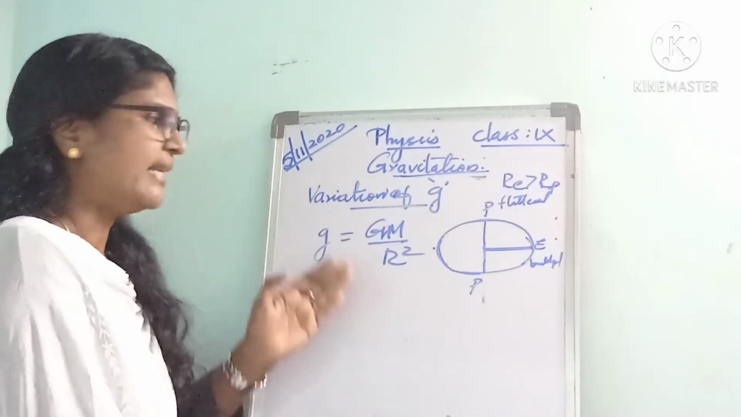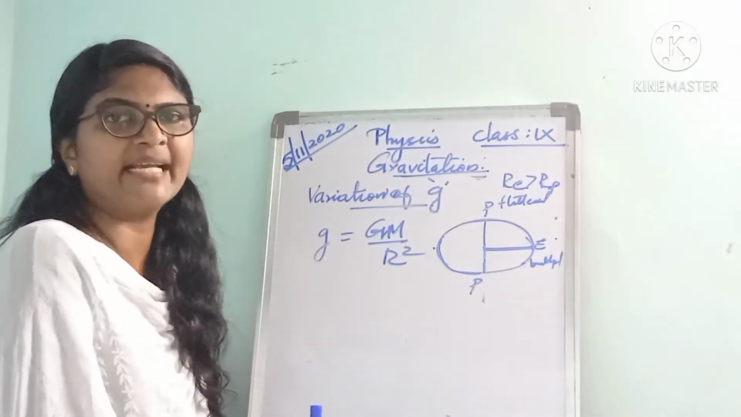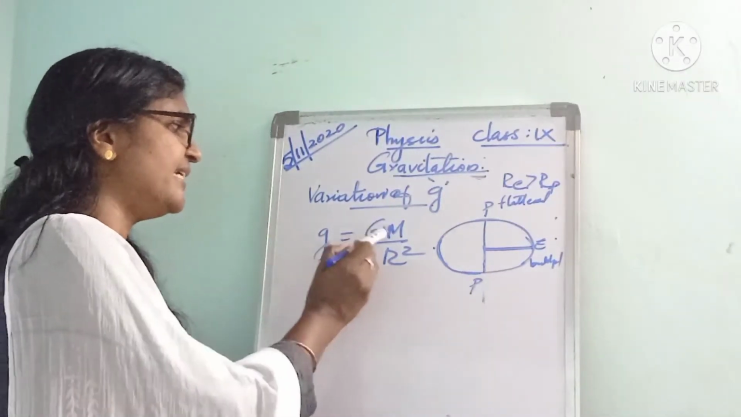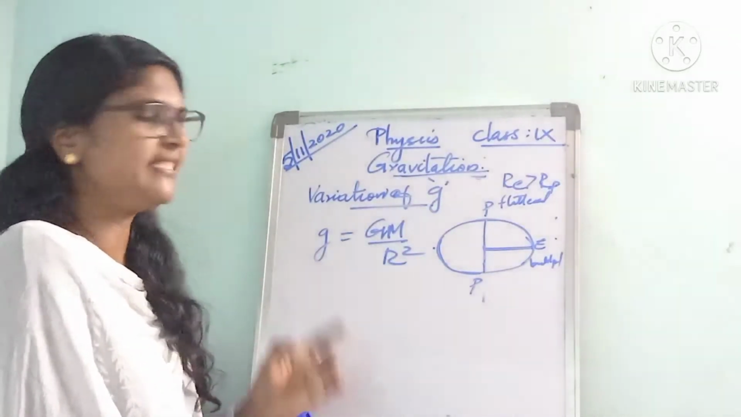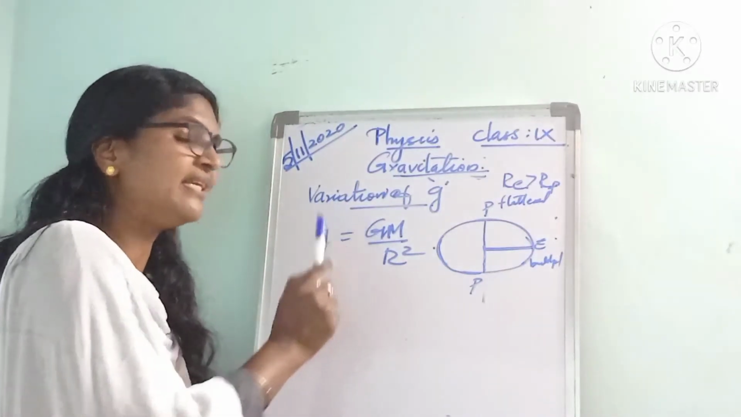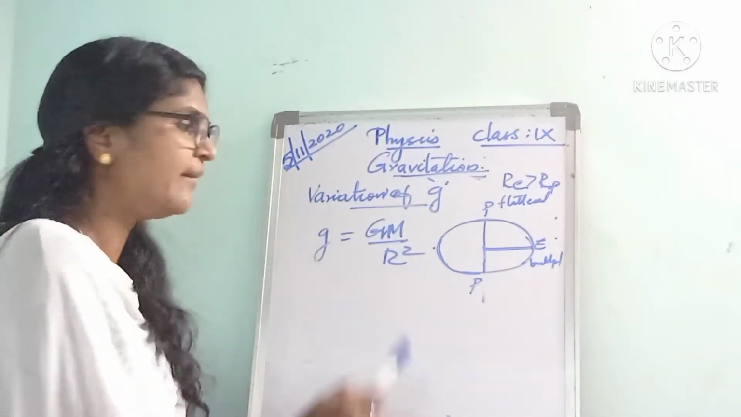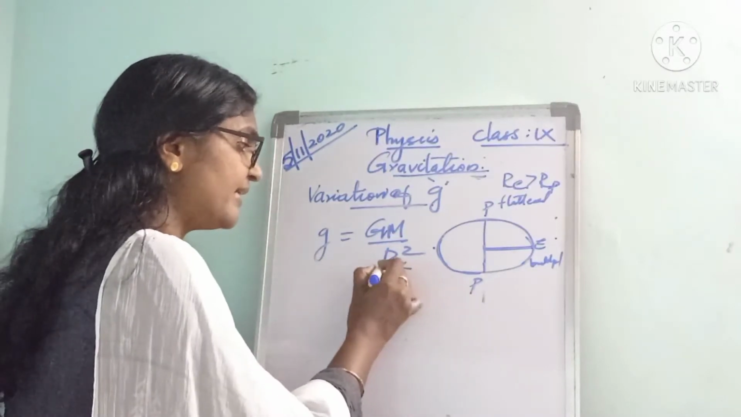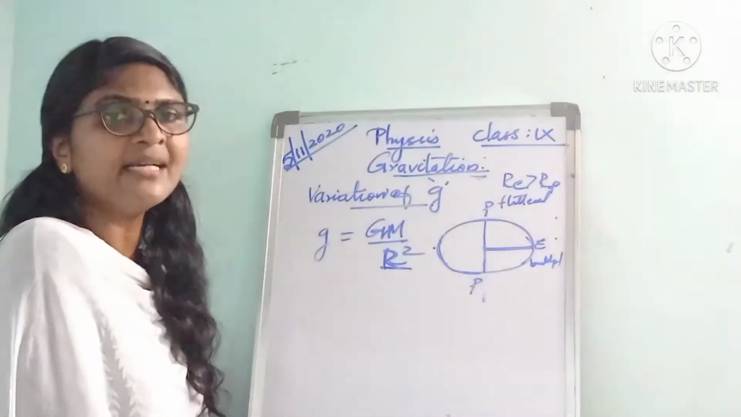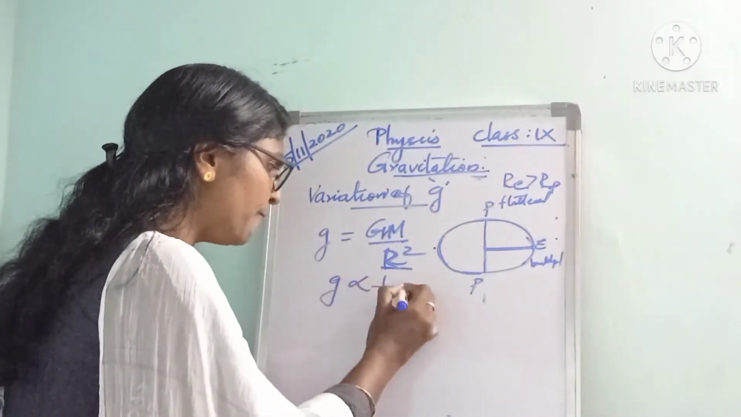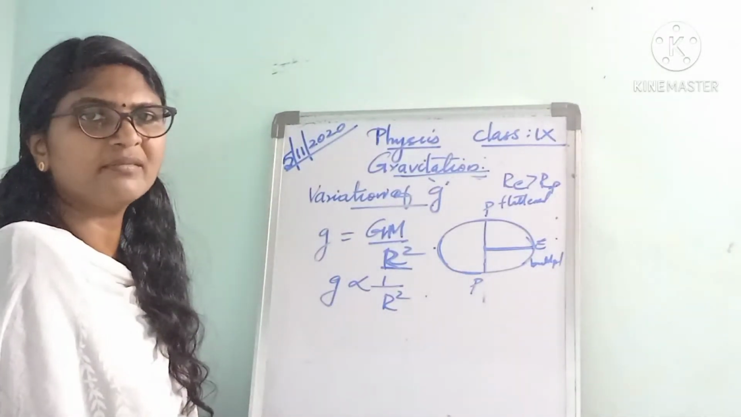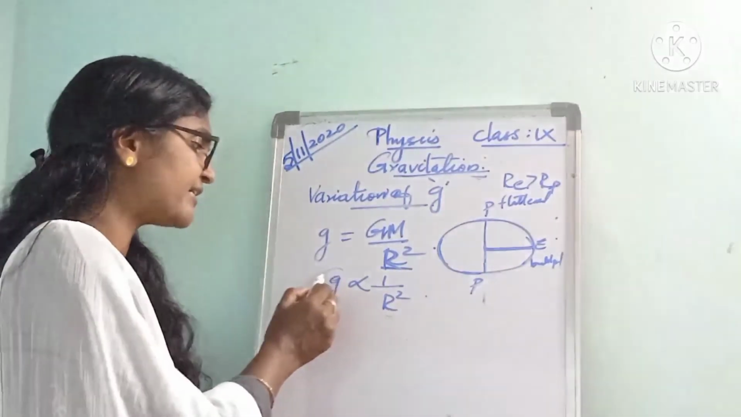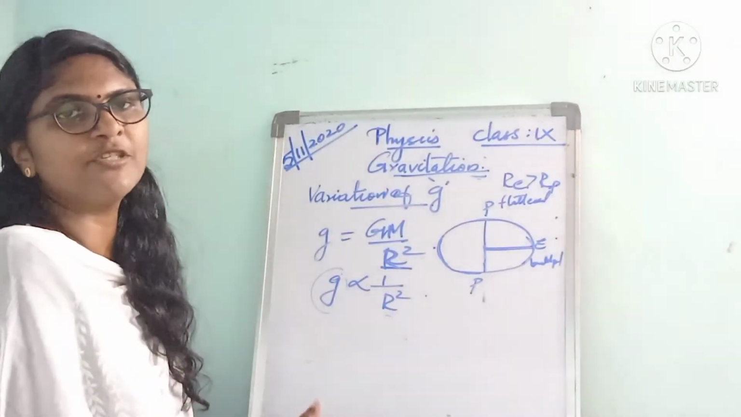Let's see the variation of acceleration due to gravity. You know the expression for acceleration due to gravity is g equal to GM by r square. Here the capital G, the universal gravitation constant, is a constant, and the Earth's mass is again a constant. The only changing factor is the Earth's radius. So g is proportional to 1 by r square. That is, if there is any variation in the radius of the Earth, the acceleration due to gravity also changes.